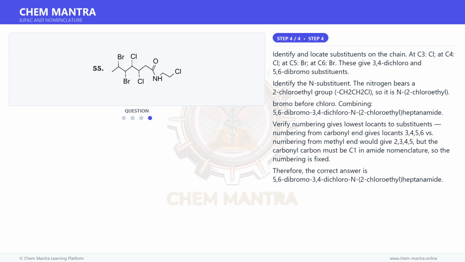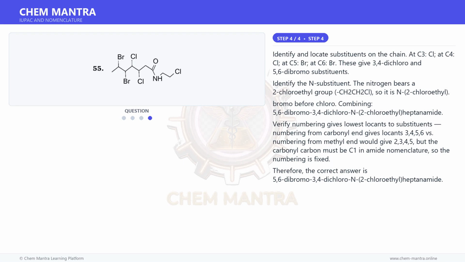And for the next step, identify and locate substituents on the chain. At C3, Cl; at C4, Cl; at C5, Br; at C6, Br. These give 3,4-dichloro and 5,6-dibromo substituents.